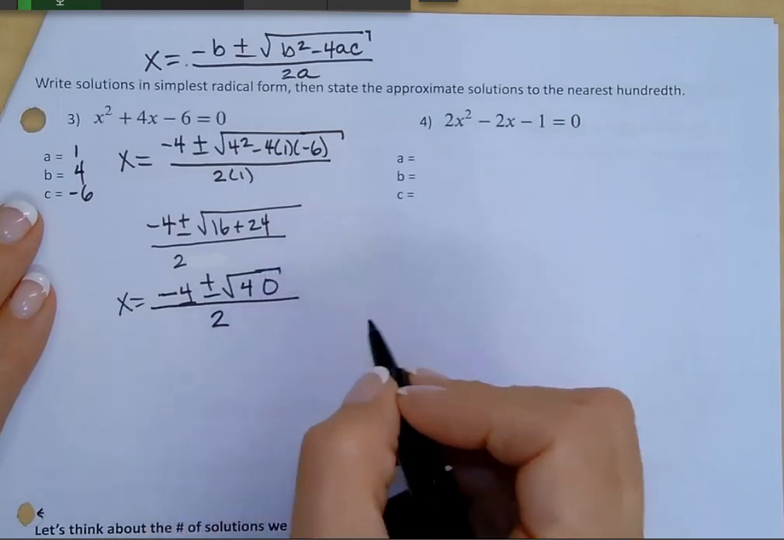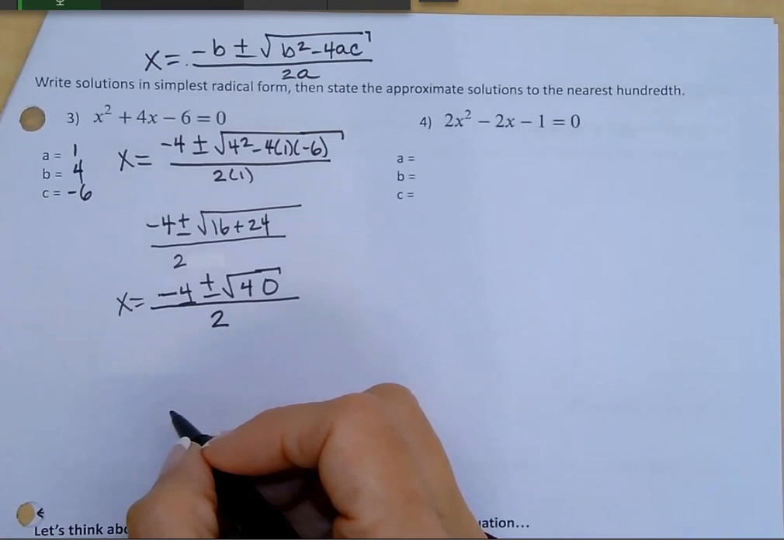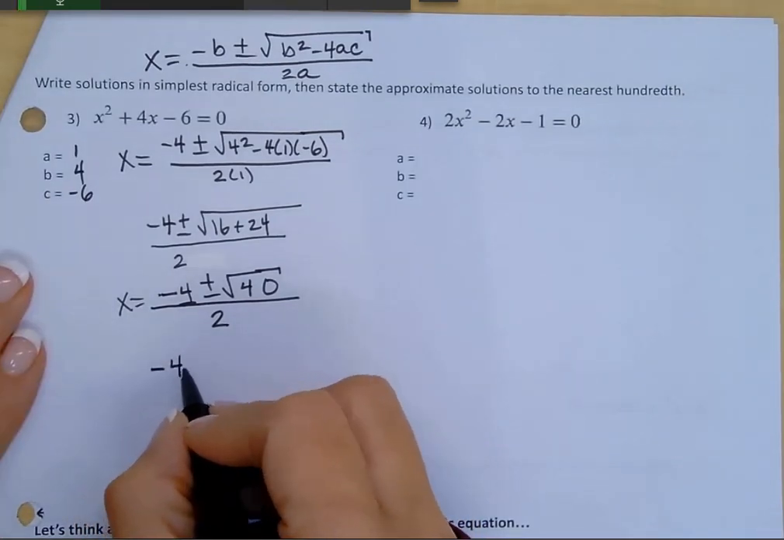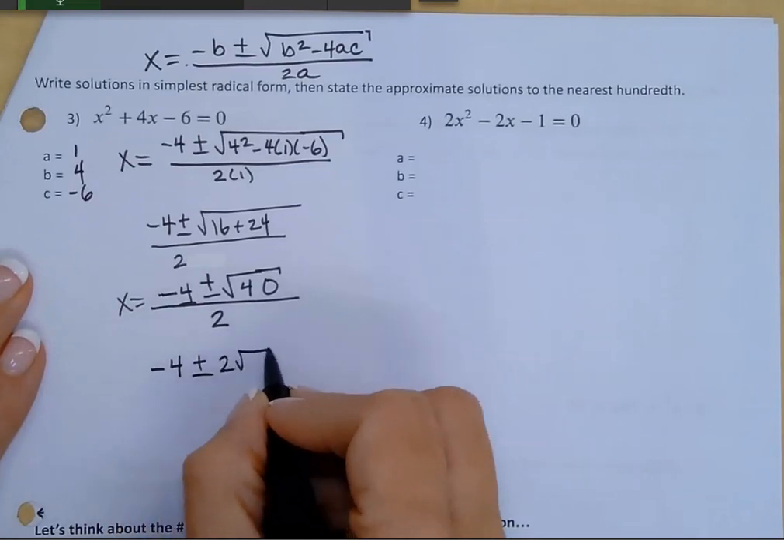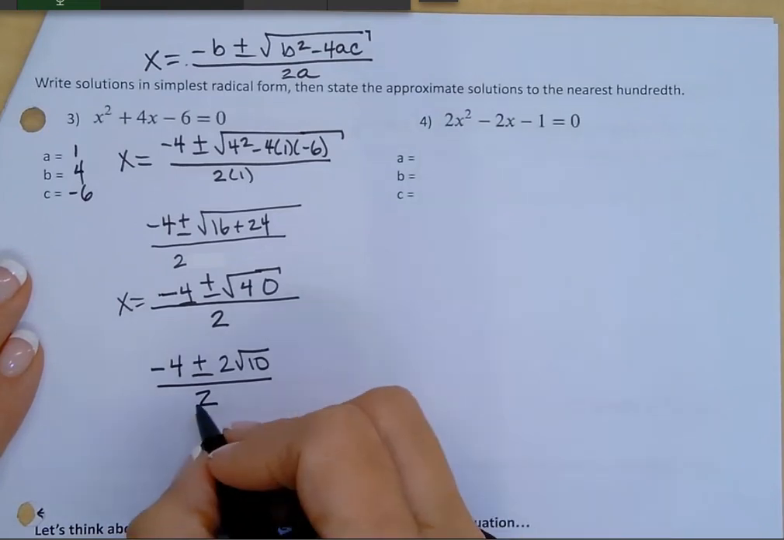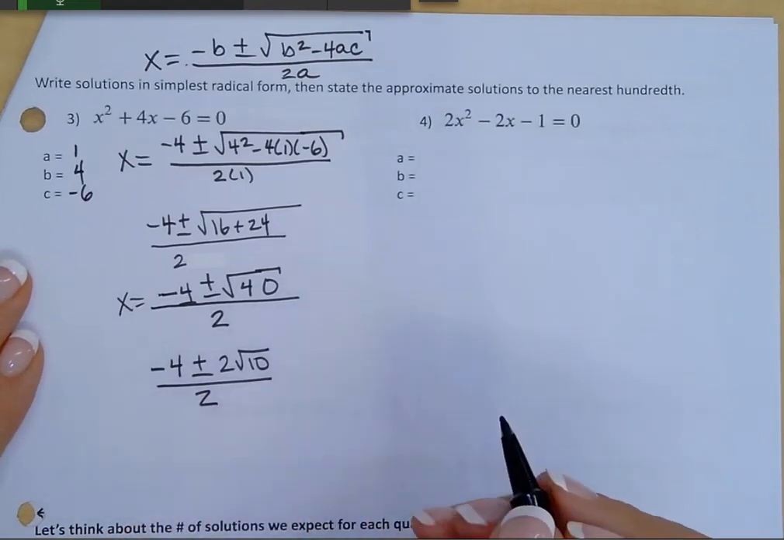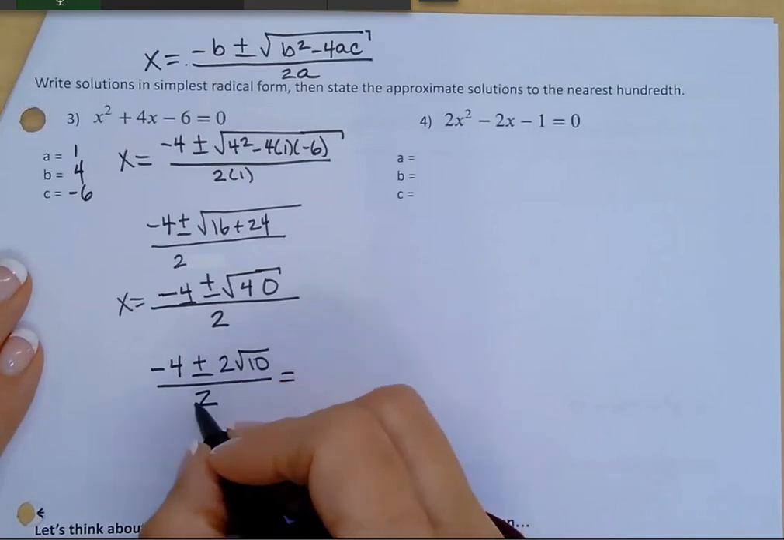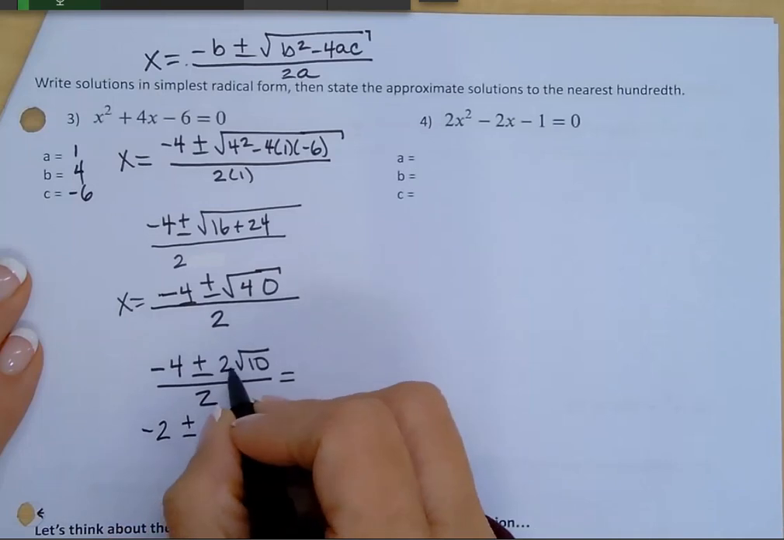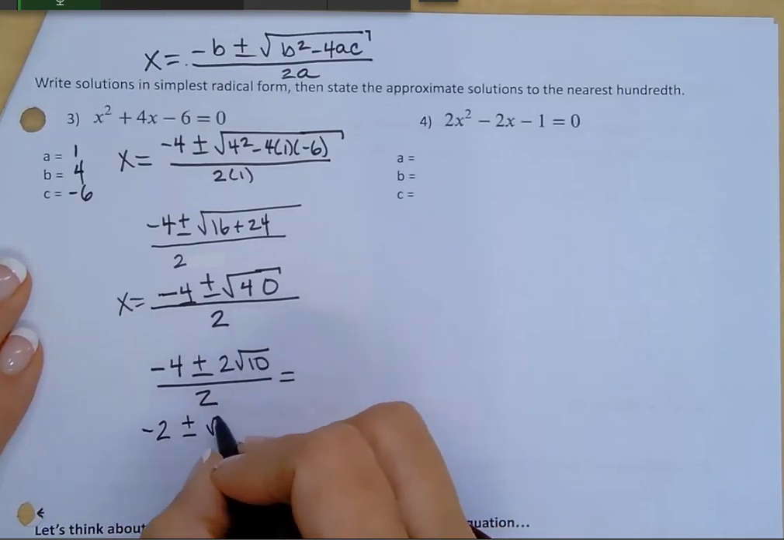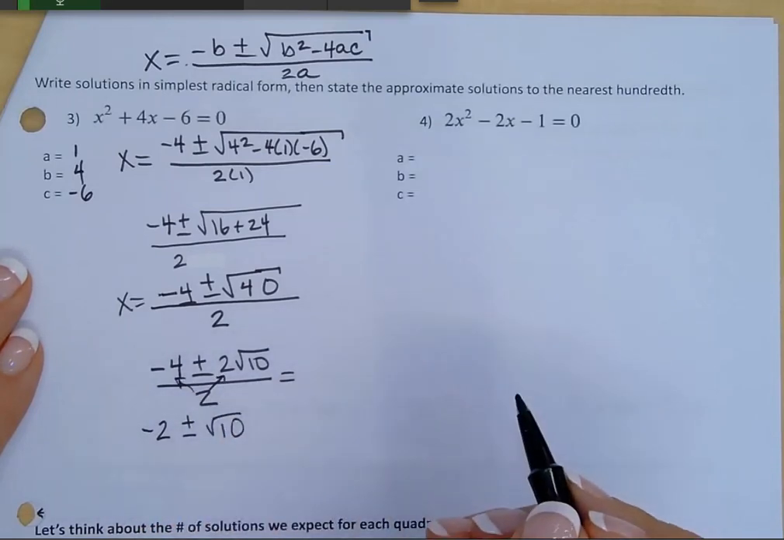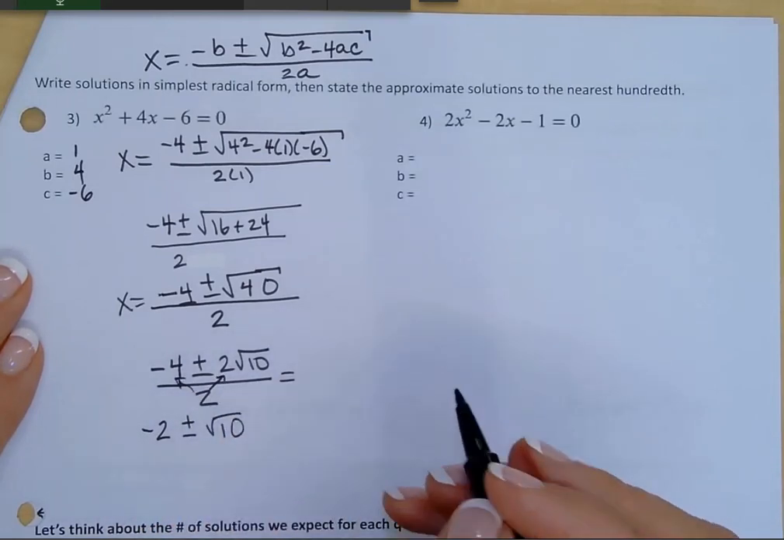Okay, I can simplify the square root of 40. It's 4 times 10, so I think I'm going to have negative 4 plus or minus 2 roots of 10 all over 2. Now check this out. I can simplify here, right? So I'm going to go ahead and simplify. So that equals negative 4 over 2 is negative 2 plus or minus 2 roots of 10 over 2 is just going to be the square root of 10. See, as long as I divide from the denominator into every term in the numerator, I'm okay.